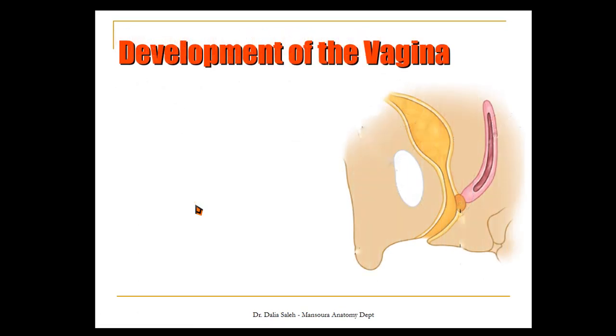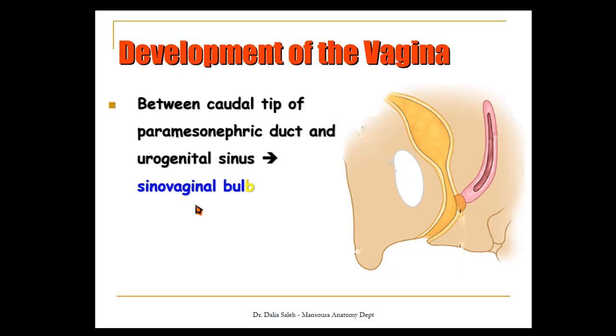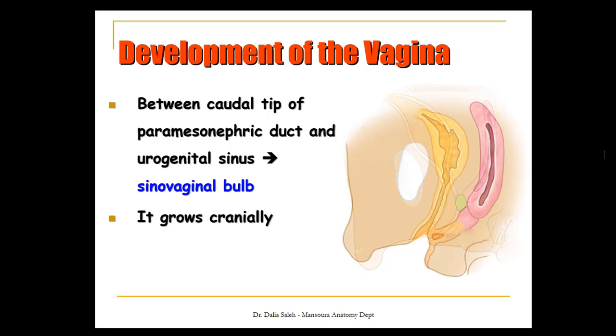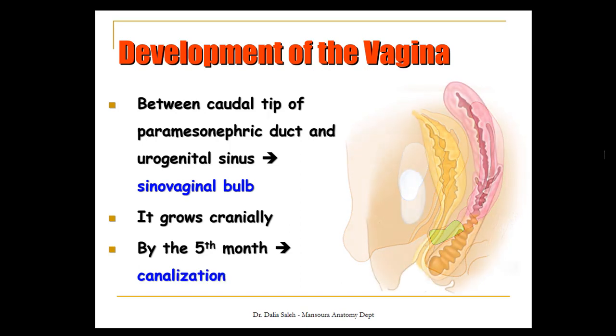Now, how does the vagina develop? Between the caudal tip of the paramesonephric duct and the urogenital sinus, a new plate is formed. It's called the sinovaginal bulb. It grows cranially, so it will push the upper part of the vagina away from the urogenital sinus, and by the 5th month it will become canalized.